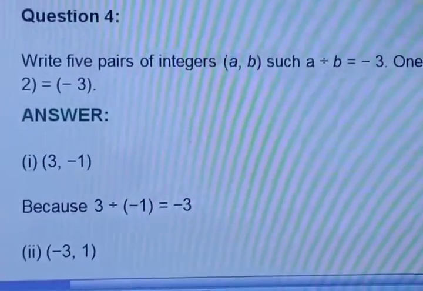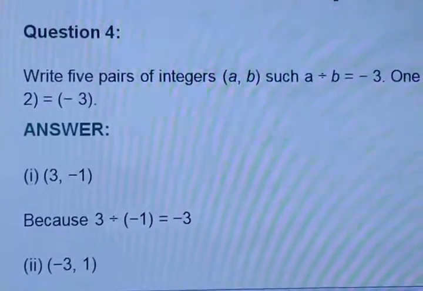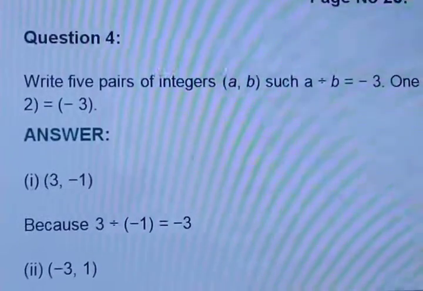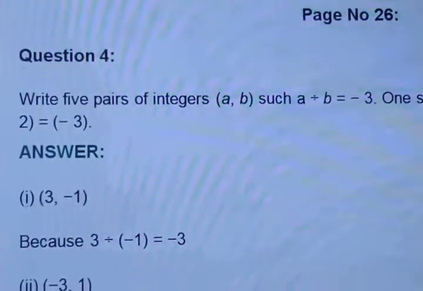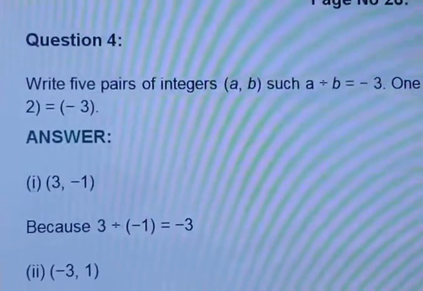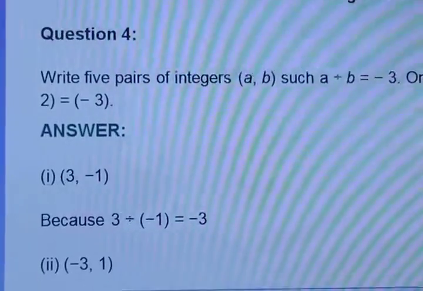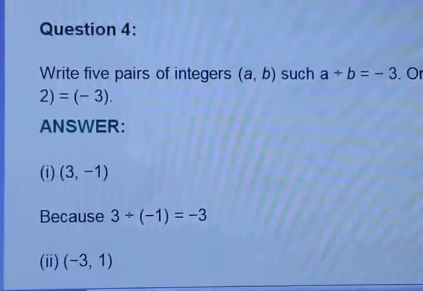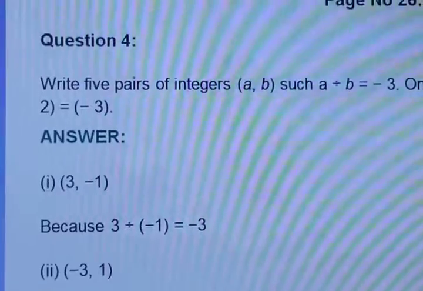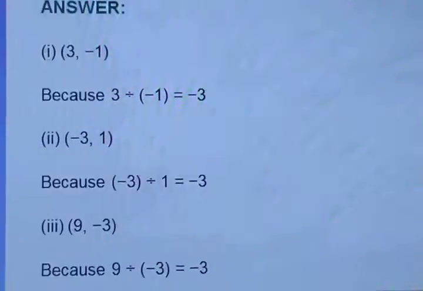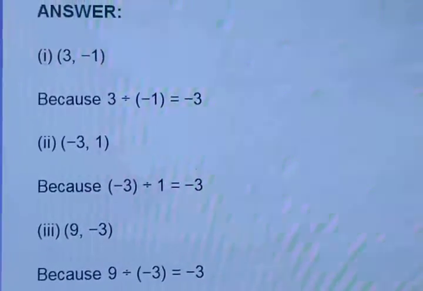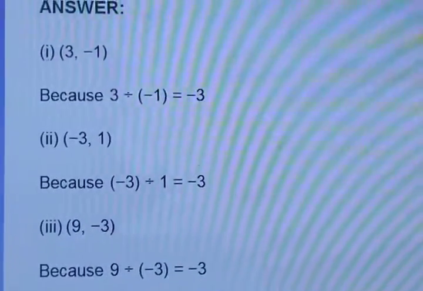See here, 3 and minus 1. If we divide 3 by minus 1, what will be the answer? Minus 3. 3 divided by minus 1 is equal to minus 3. So our first integers pair are 3 and minus 1. Just do reverse: minus 3 and 1 in the second, because minus 3 divided by 1 also gives the answer minus 3. So both first and second you can see minus 3, minus 3.